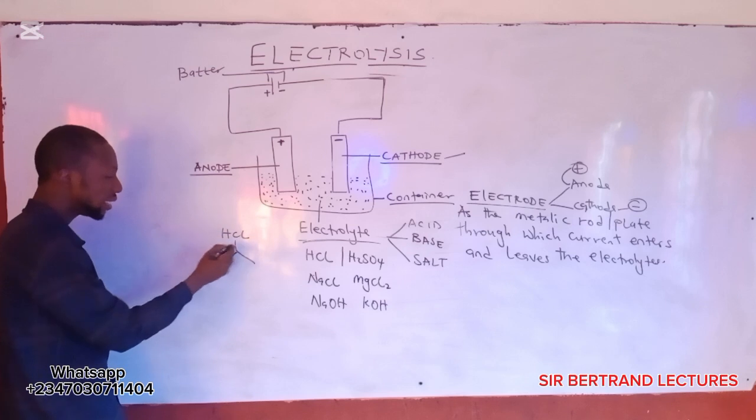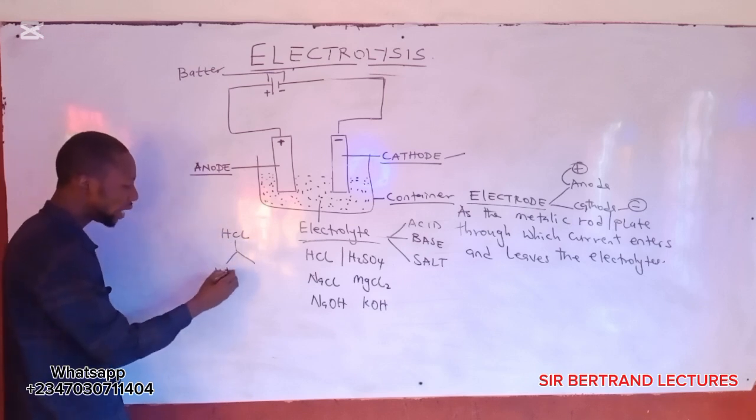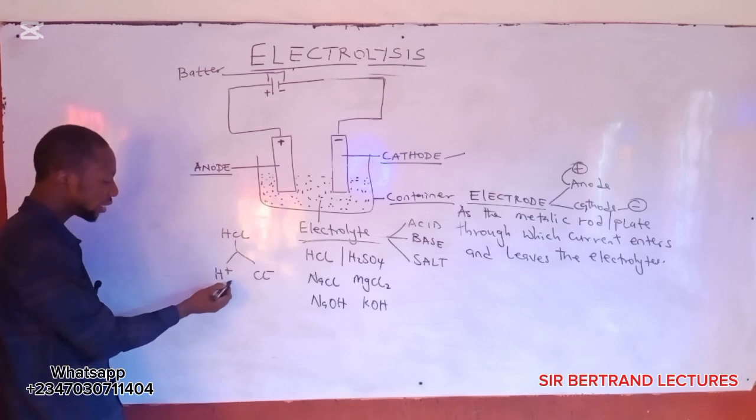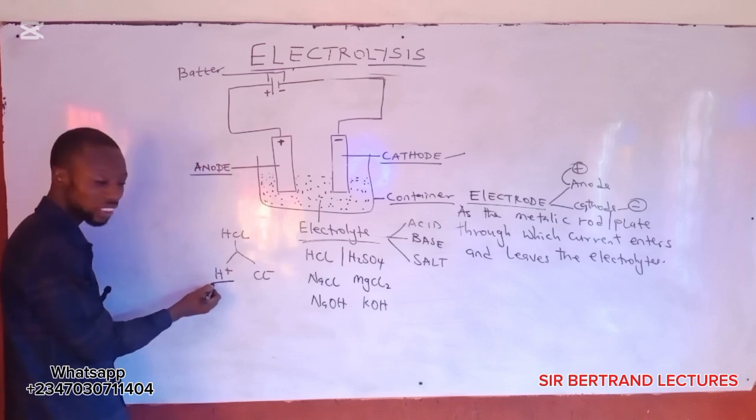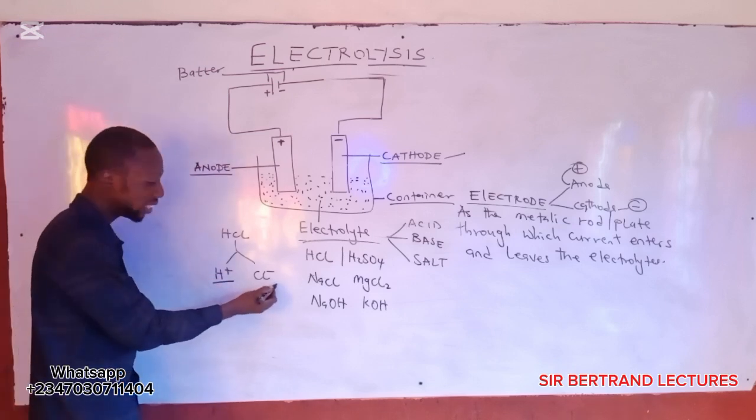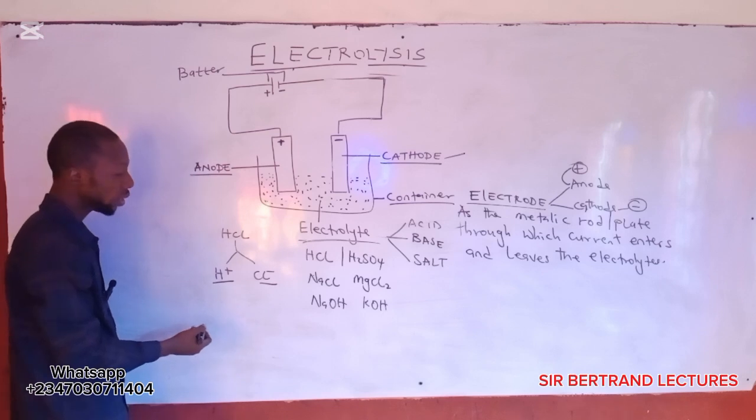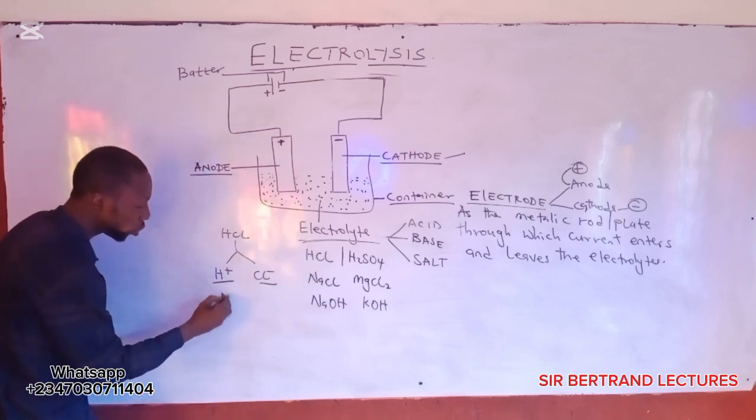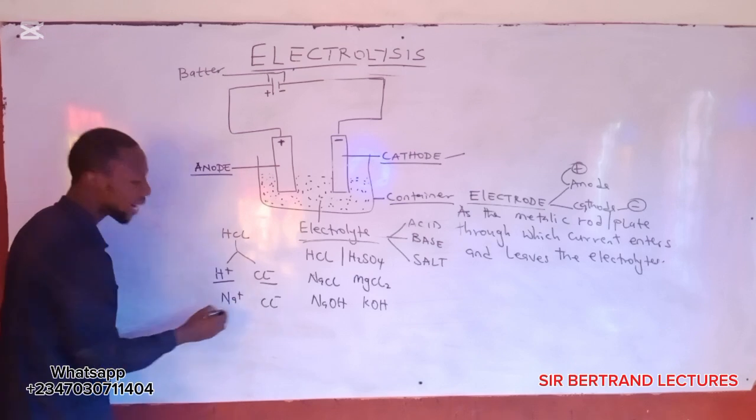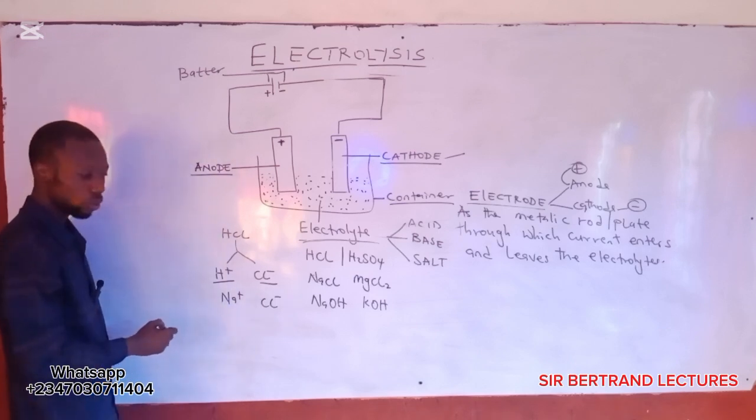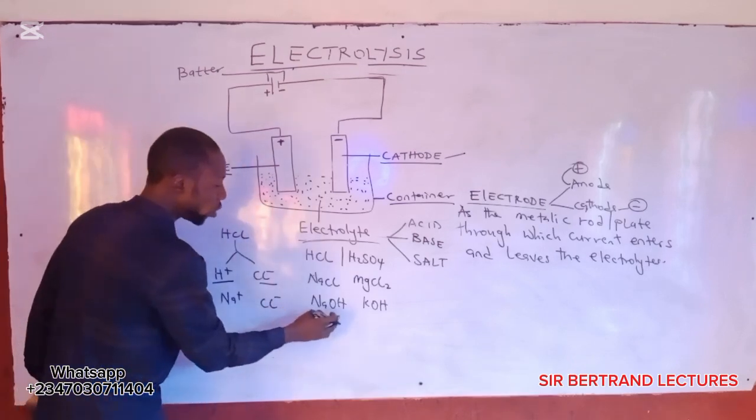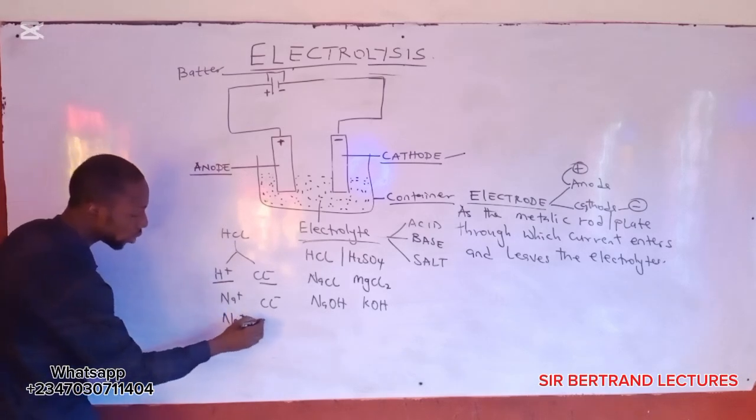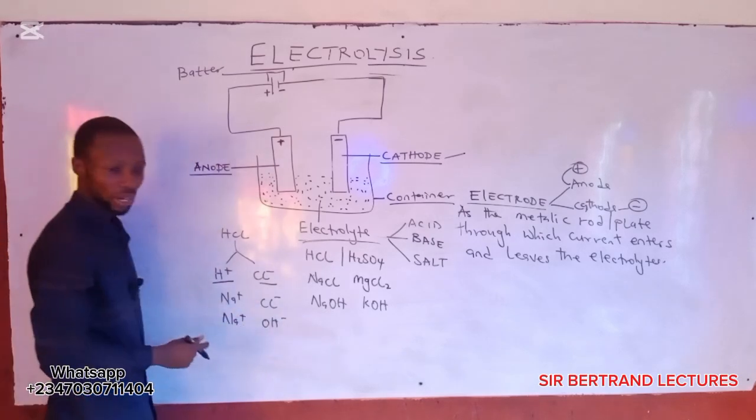Okay, this acid dissociates into hydrogen ions and chloride ions. This is an ion that is positively charged and this is an ion that is negatively charged. In the case of sodium chloride, the salt, it will dissociate into sodium ion and chloride ion. If we use sodium hydroxide, it's going to give us sodium ion and hydroxide ion.